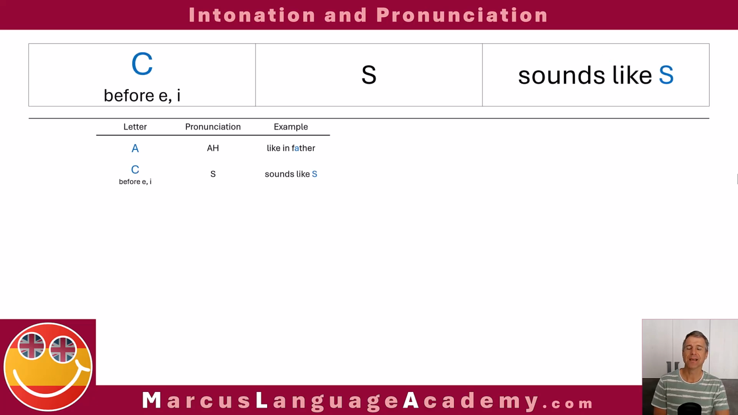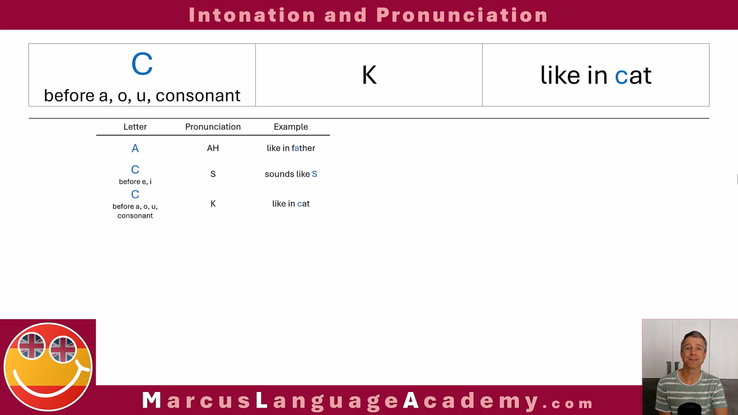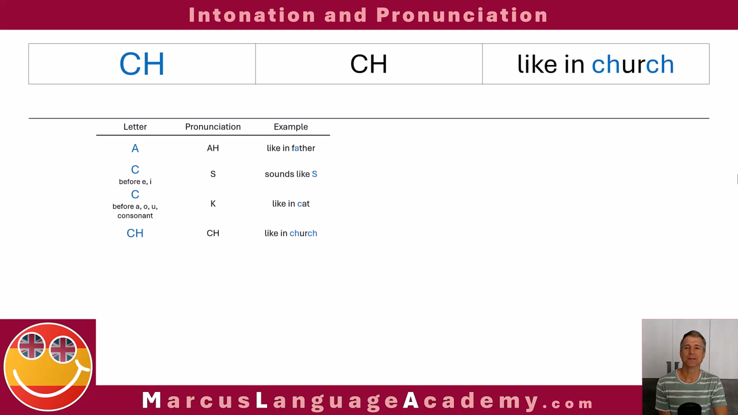Next one. When we have a C before an E or an I, it's pronounced like an S. It sounds like an S. But remember, before an E or an I. Because if a C is before an A, O, U or consonant, it's pronounced like a K, like in cat, okay? So it depends where you find our C, you have an S or a K sound. The CH, it's like in church, quite strong. So CH always like church.